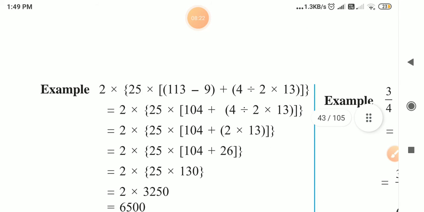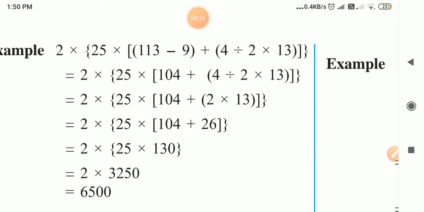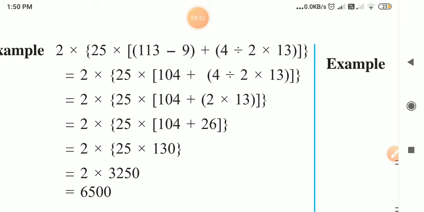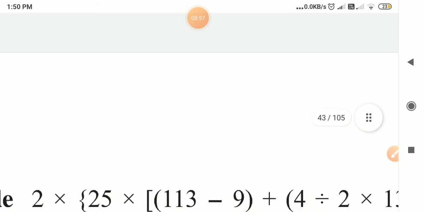Now we will solve the next example. Here it is a little bit difficult, so all of you note down: 2 into curly bracket 25 into square bracket 113 minus 9 plus 4 divided by 2 into 13, square bracket complete, and the curly bracket also complete. That example we will solve now.